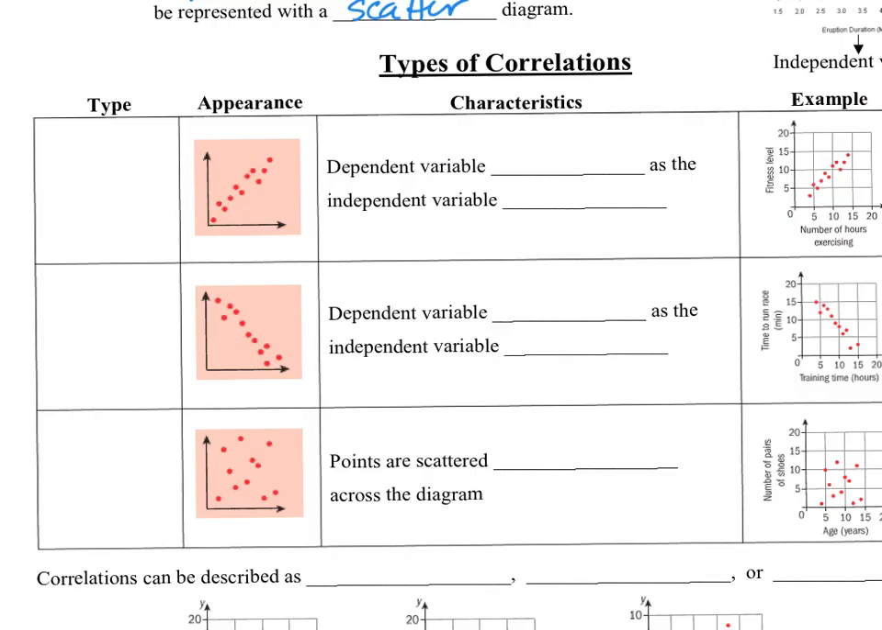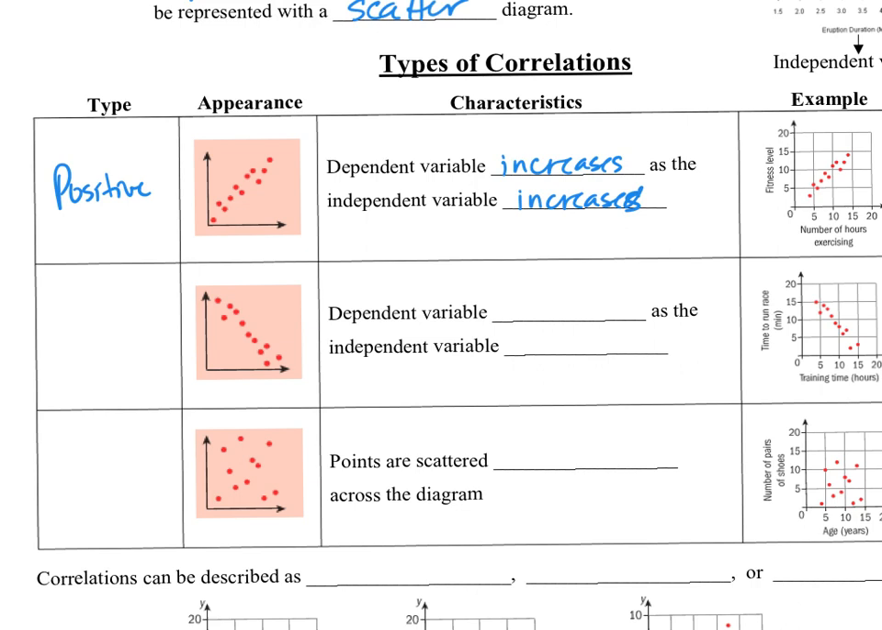So let's take a look at some types of correlations. First, we have a positive correlation. You'll notice that the dependent variable increases as the independent variable increases. If you were to plot the two sets of data against each other, you would see that as the independent variable increases, the dependent variable increases. Here's an example: as the number of hours you spend exercising increases, your fitness level is likely to increase. You can see the relationship between those two sets of data.